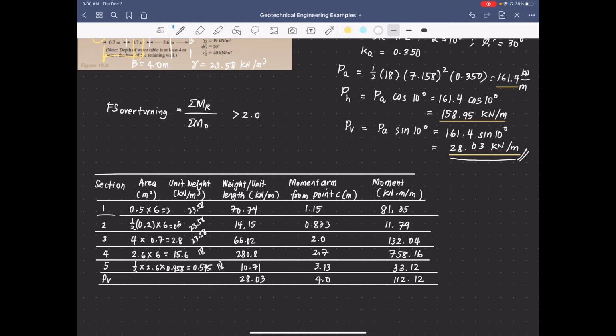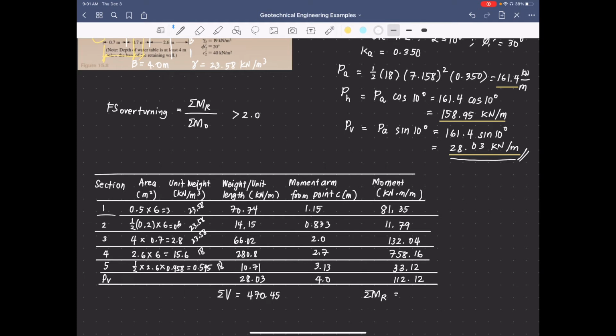Okay, so the next thing we need to do is to get the sum of the moment resisting. But we can also get the sum of the forces, which will be used later on. So the total would be 470.45, while the sum of the moment resisting is equal to 112.98. Oh, sorry, let me correct it.